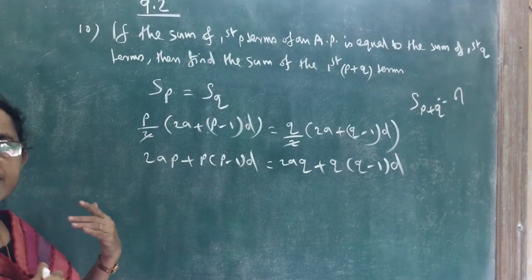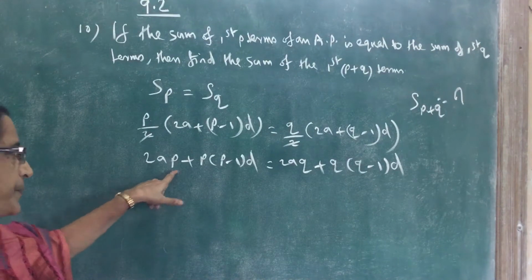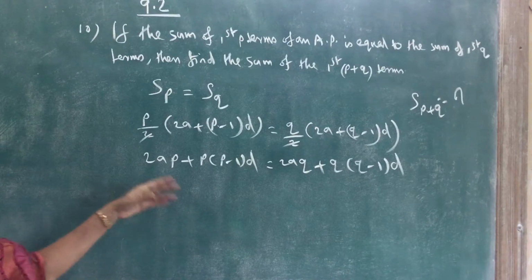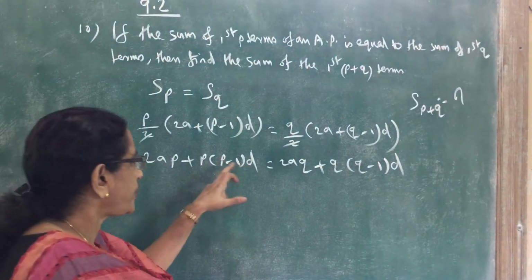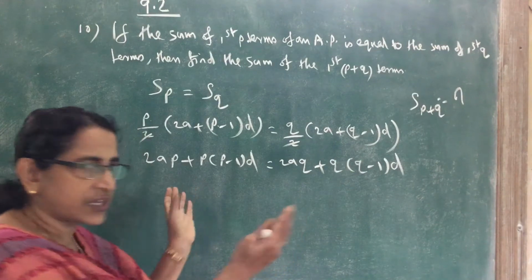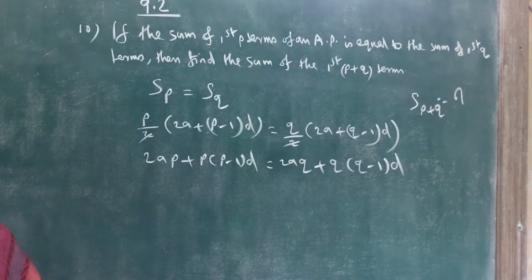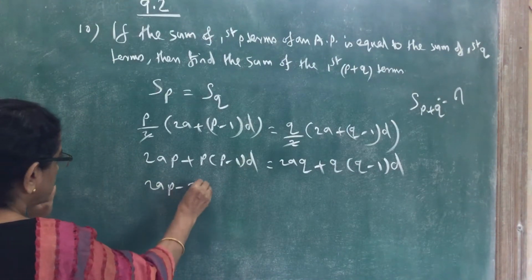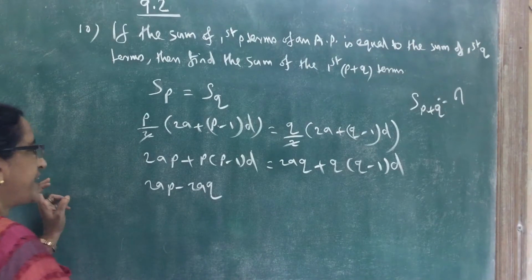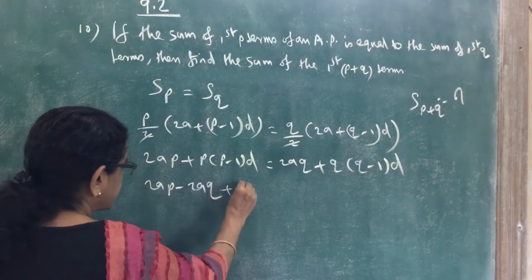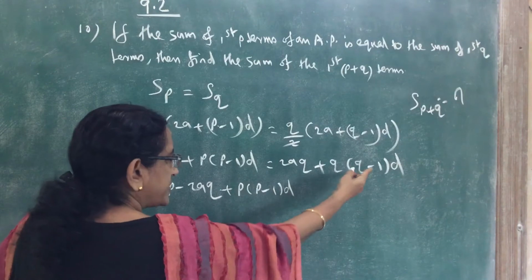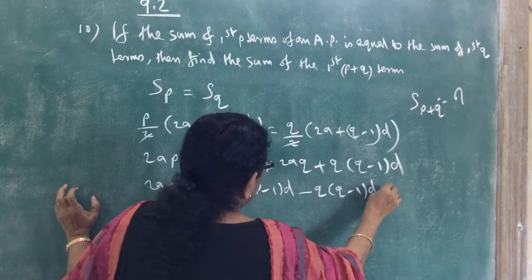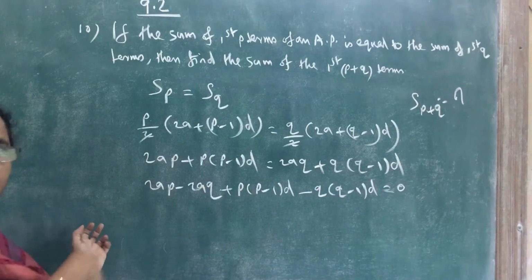Now we can take all the terms to the left side. Here this is 2ap, here 2aq. Those terms we can write together because a is a common factor. Then these two terms, p into (p minus 1) d and q into (q minus 1) d, we can write together and take d as common factor. So first consider 2ap minus 2aq, so 2aq is taken to this side. Next, p into (p minus 1) d, then take this to left side, so minus q into (q minus 1) d equals 0. So all terms are taken to left side.